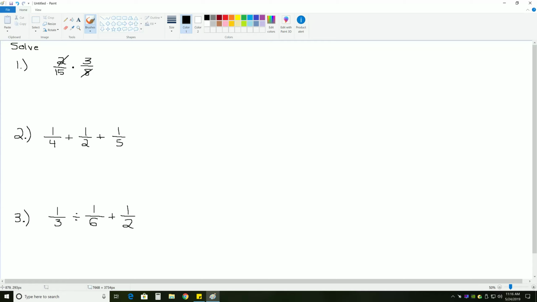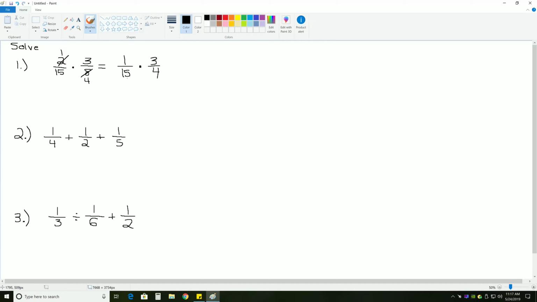So 2 divided by 2 gives us 1. I'm going to rewrite that. This way it doesn't look like a 12. And then 8 divided by 2 gives us 4. So just to go through that one more time, 2/15 times 3/8 is the same thing as 1/15 times 3/4. That is the exact same problem.